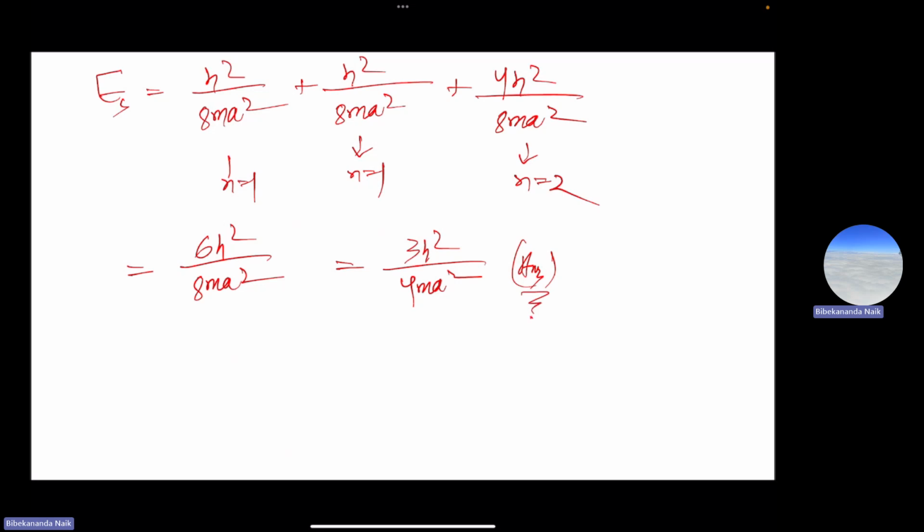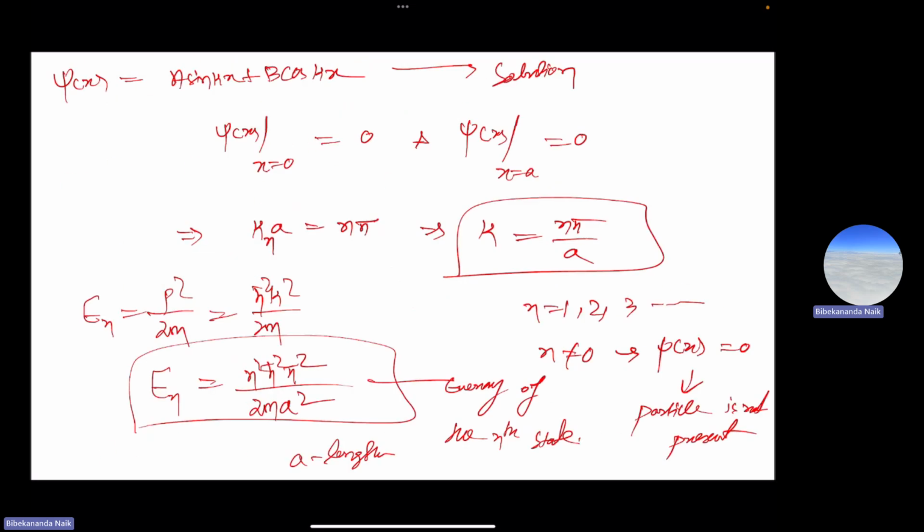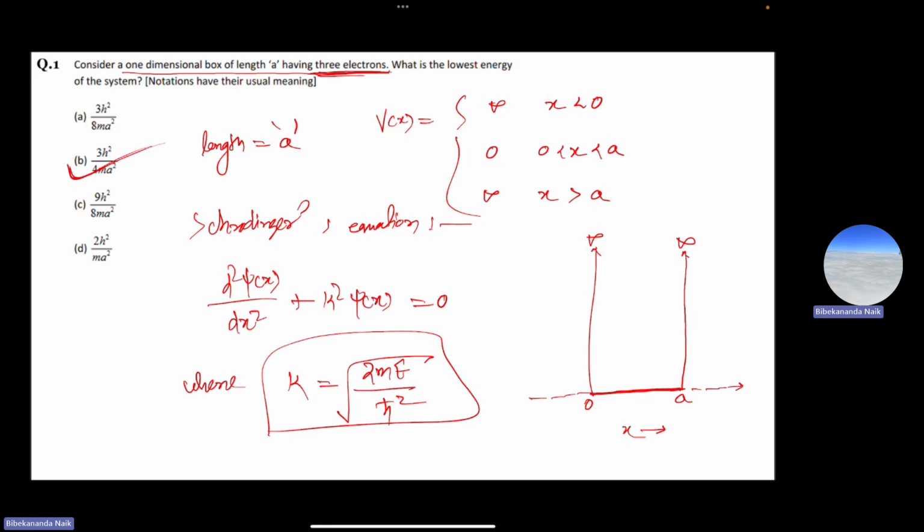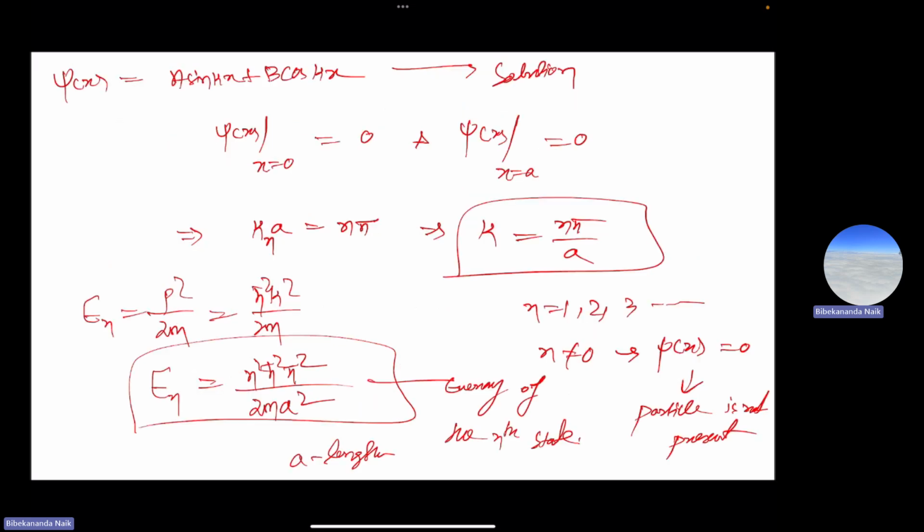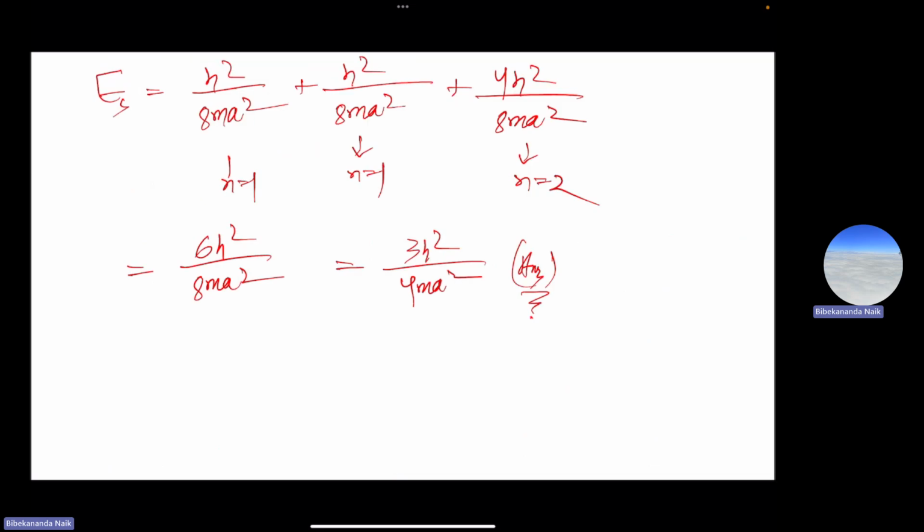So this is the correct answer. So the correct option is option B. When we consider 3 electrons, the lowest energy of the system will be 3h square by 4m a square, which is the ground state energy, because we know ground state energy is the lowest energy of the system. Now I hope this is clear to everyone. We will move to the next one.